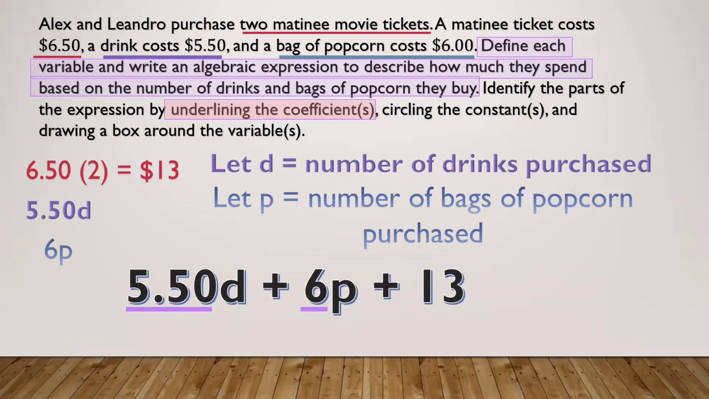okay? What else did it say to do? Right, it said to circle the constant. So right now, go circle the constant. Which one there is your constant? Remember, a constant has no variable part. 13. You're not done yet, because it asks you to draw a box around the variables. Okay, this one should be straightforward. We already defined them. There you go. You should have a box around D and a box around P.